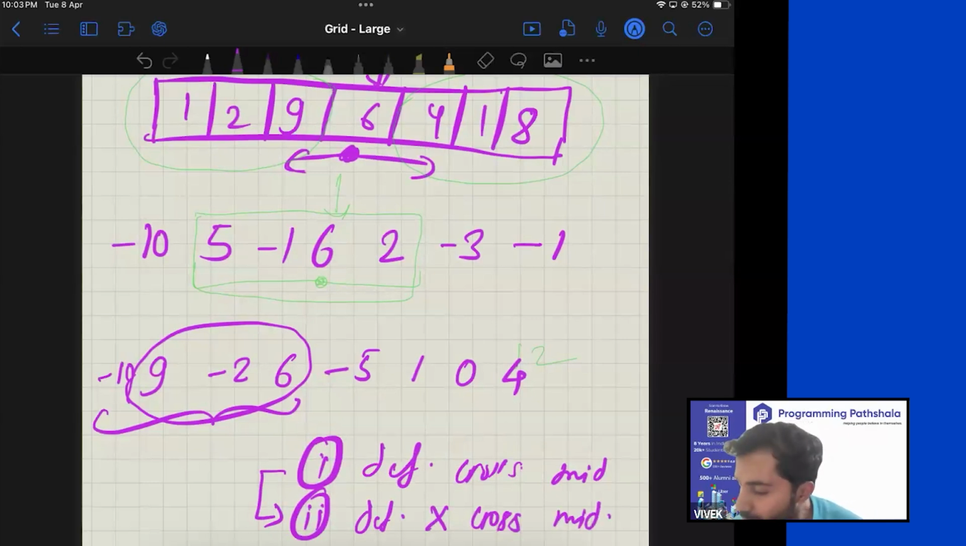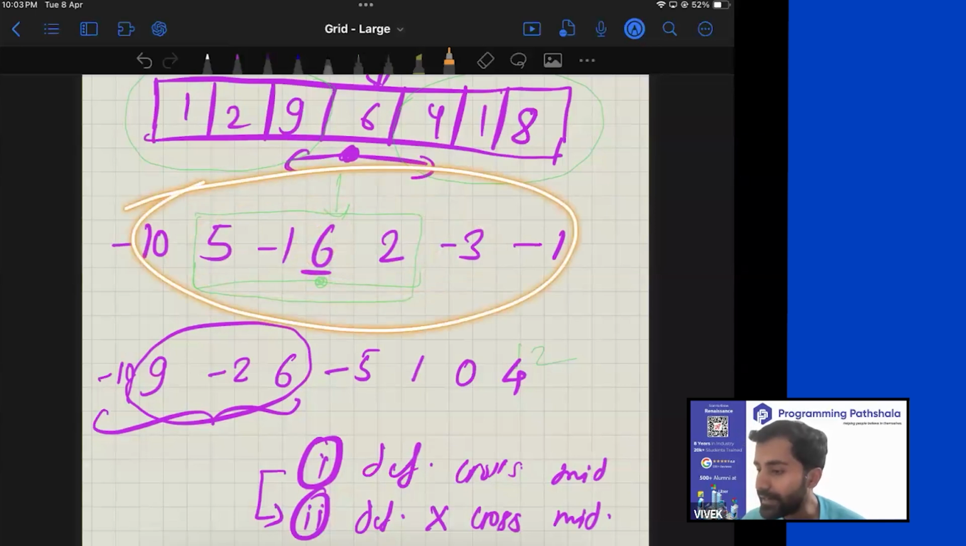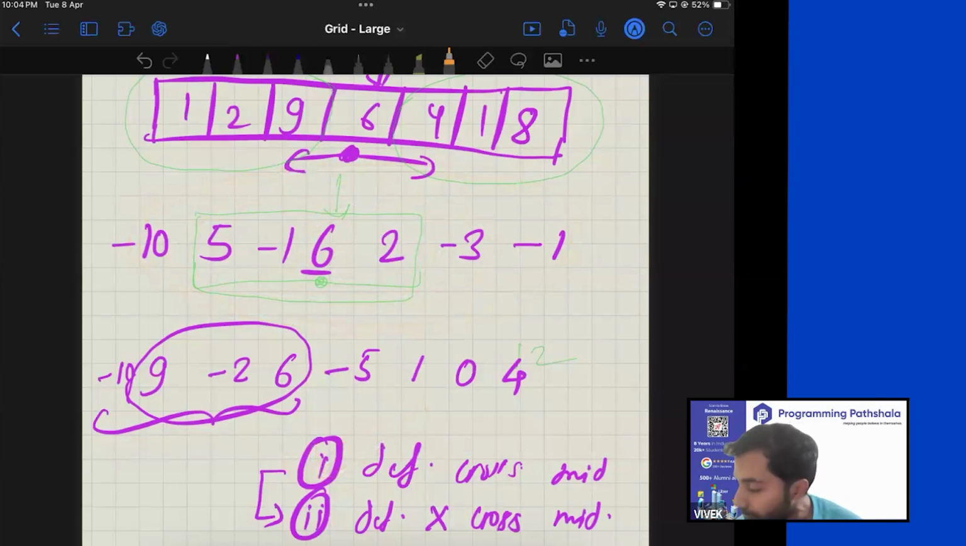So if your answer crosses through midpoint, then in that case, your answer could be this, or this, or this, or this entire thing, right? So that all falls in this category. But when you say your answer definitely does not cross through mid, what does it mean? It means that either your answer is completely contained in this part or contained in this part.